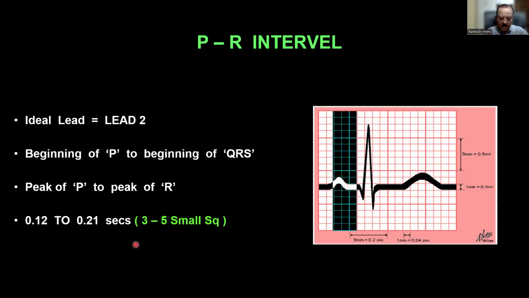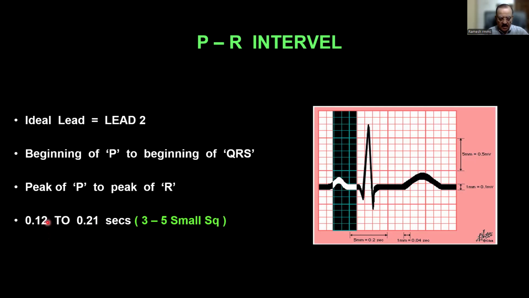What is the normal duration? It is 3 to 5 small squares. So from the beginning of the P wave to the beginning of the QRS, it should occupy only 3 to 5, maximum 5 small squares. 1, 2, 3. That's all it occupies. It can go up to 5 maximum. Right? That's what it means.